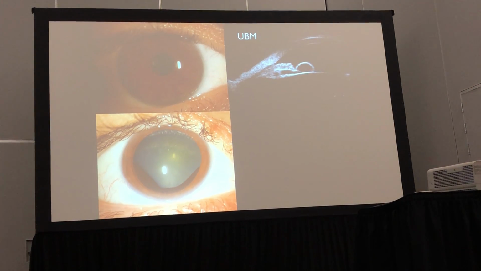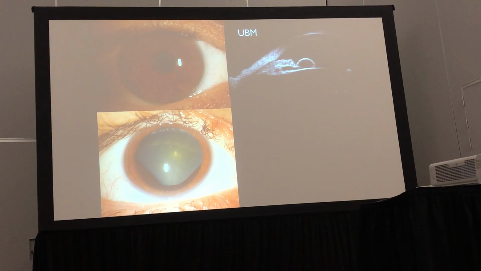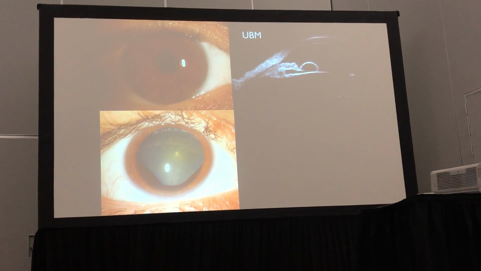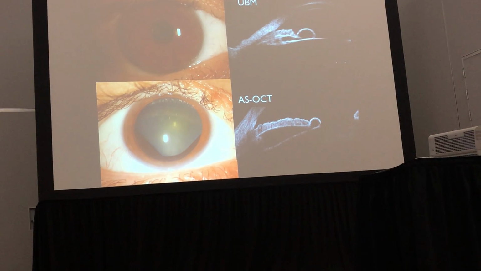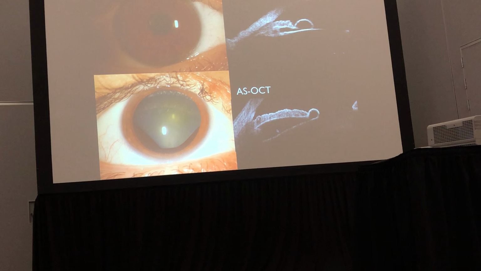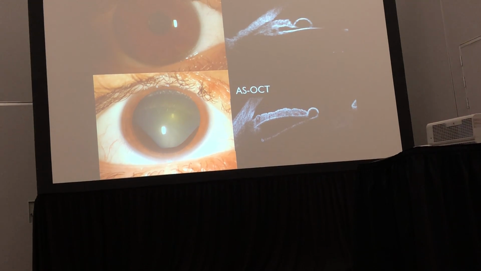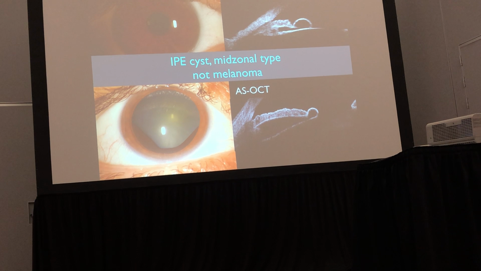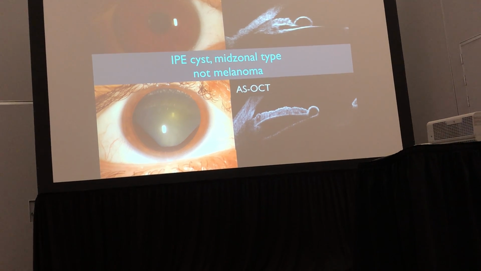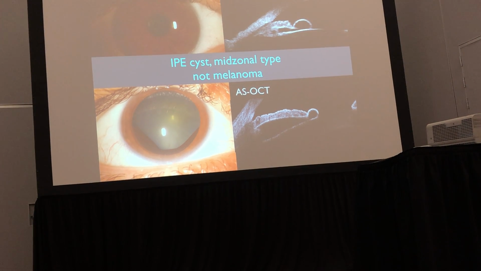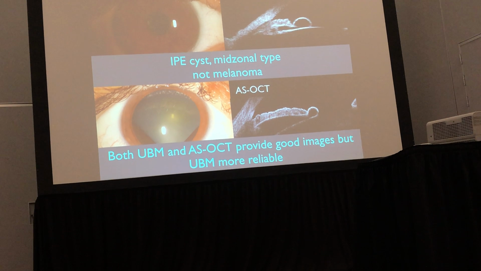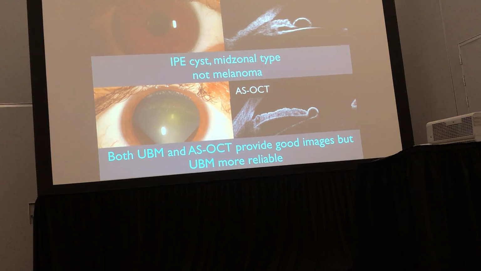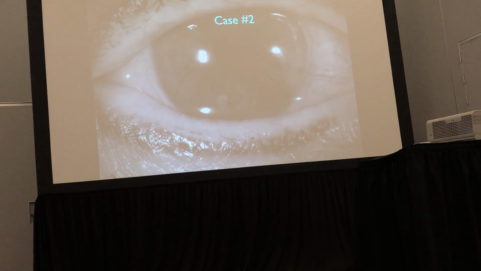So UBM shows it beautifully. We can see that it's a cystic lesion, no solid component, and ASOCT also was equally informative in this case, showing the IPE midzonal cyst. So for IPE cyst, you can use either UBM or ASOCT. I sort of like to rule out a solid tumor with UBM in such cases. Both provide fairly good, reliable images.